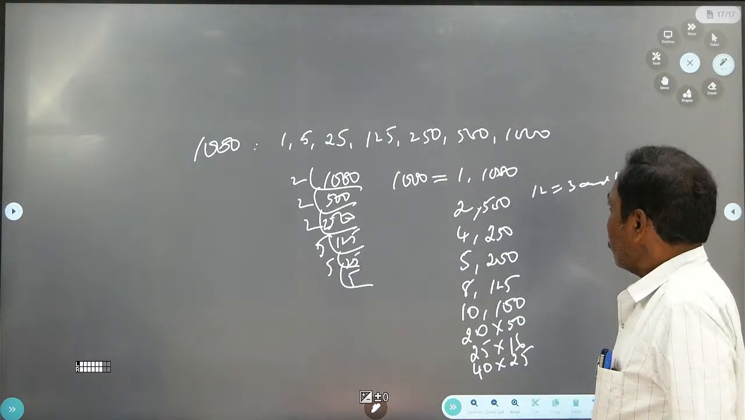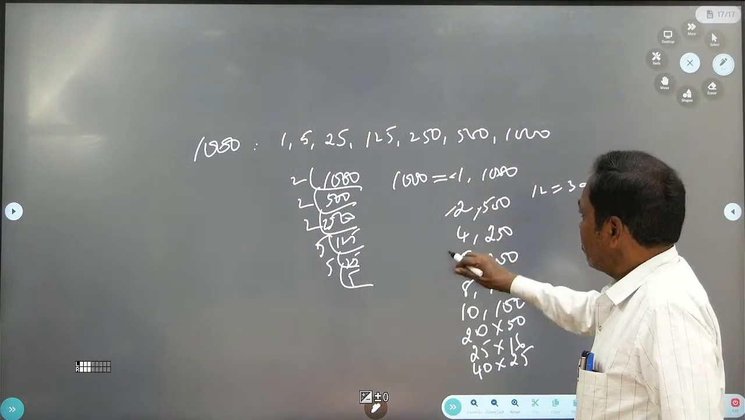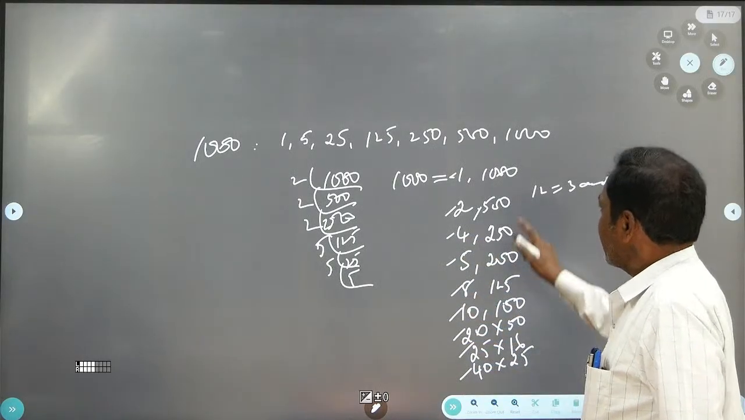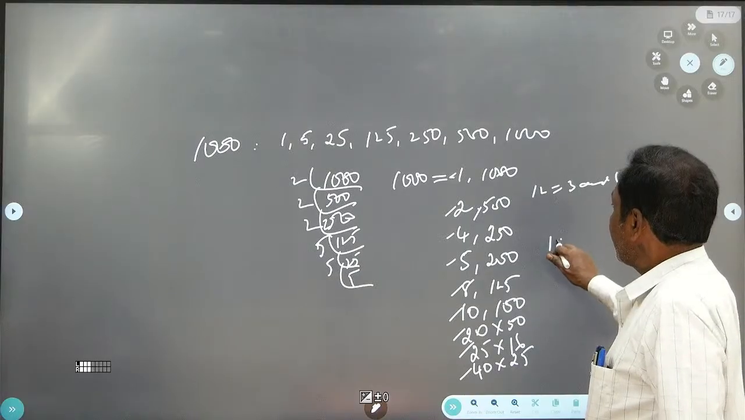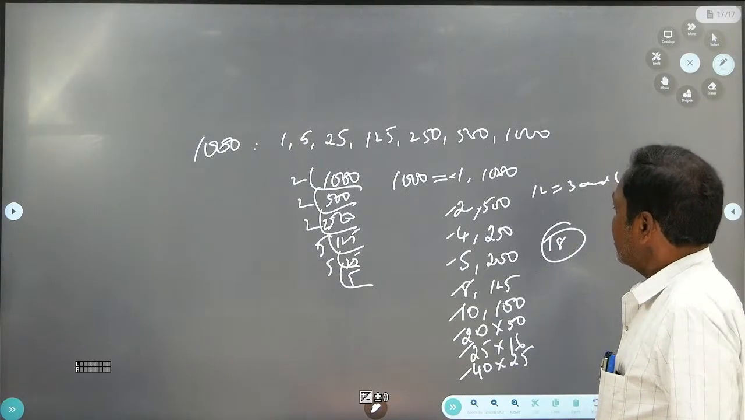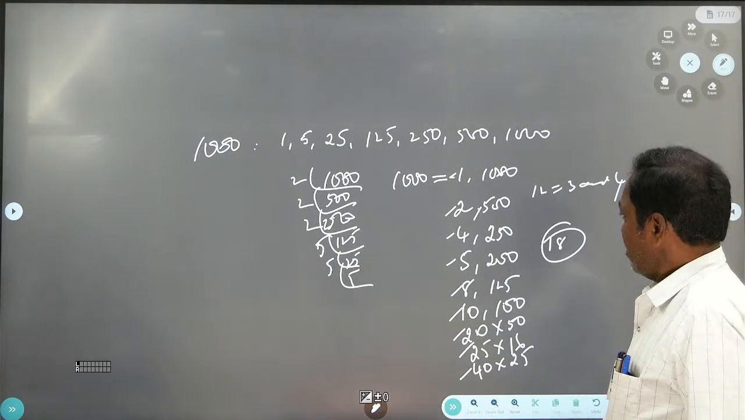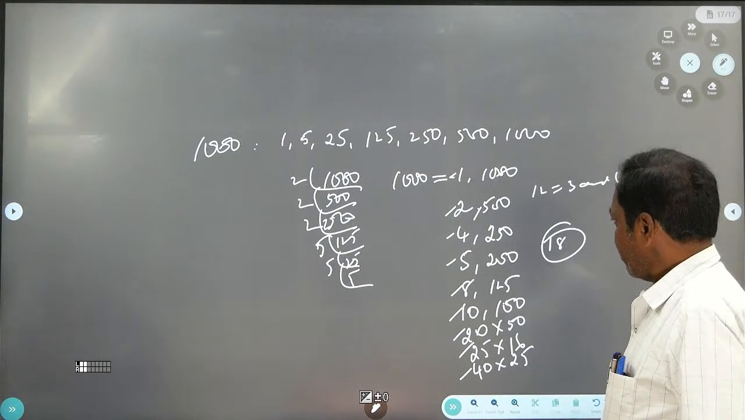Not necessary. How many are there? So 1, 2, 3, 4, 5, 6, 7, 8, 9. So 9 into 2, there are 18 factors. Check whether it is correct or not. 5 into 200.